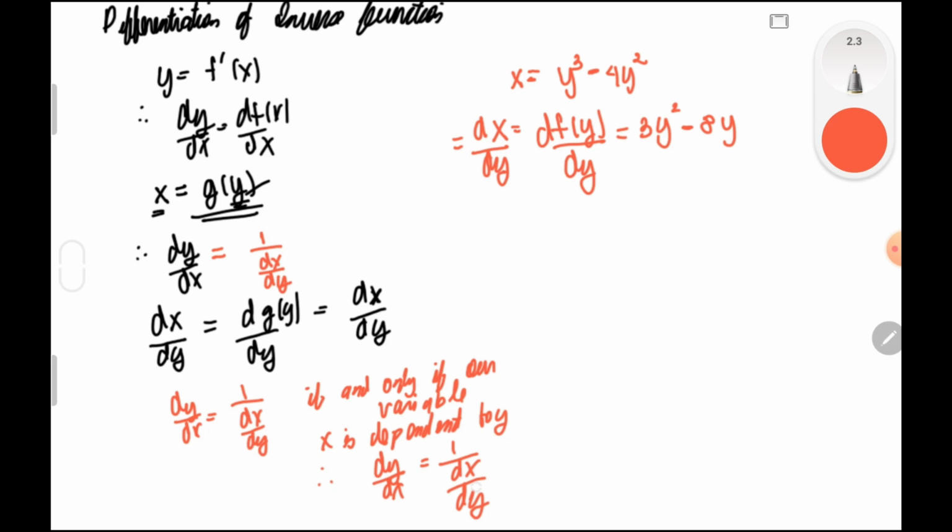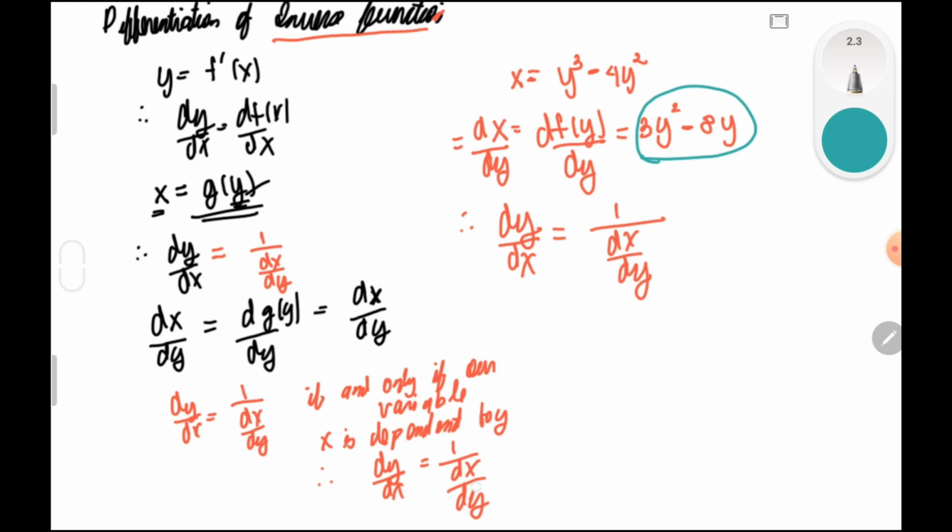So using our inverse function rule, we can get the value of dy over dx, which is equal to 1 over dx over dy. Since I have differentiated the equation and found 3y squared minus 8y to be equal to dx over dy, I substitute this value. Therefore, dy over dx is equal to 1 over 3y squared minus 8y. Okay?